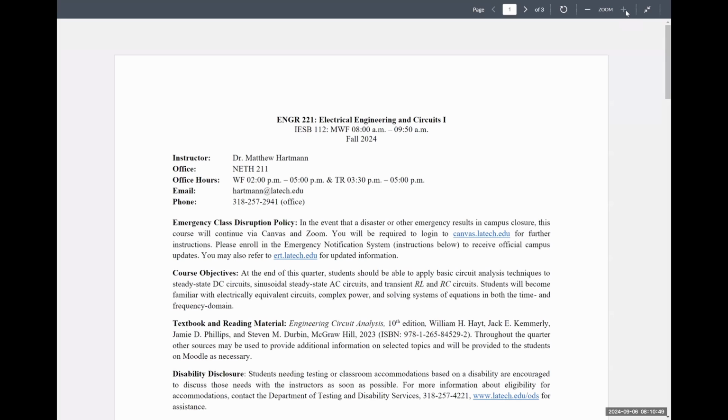For those of you that are unfamiliar with where Nethkin Hall is, it's the one that's catty corner to the IESB. So when you go out the main doors of the atrium, the one directly across, that's Nethkin. I'm up on the second floor, way in the back.